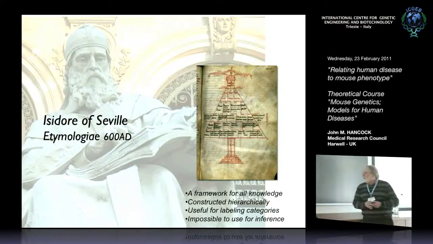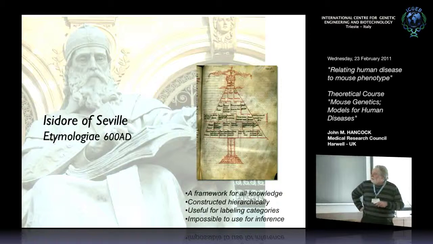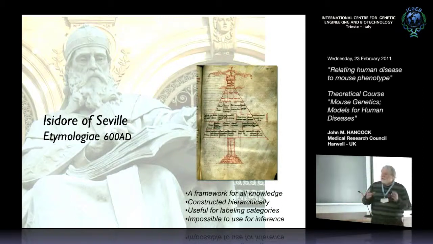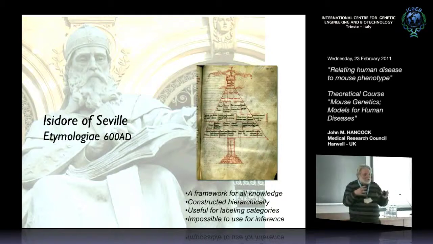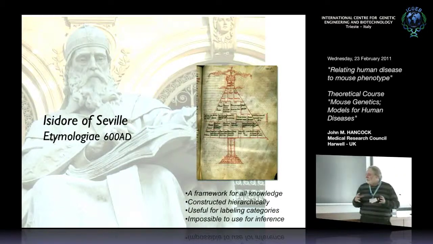So the first known ontology, and again I owe this to Paul Schofield, was put together by Isidore of Seville in 600 AD, so that's 1400 years ago. His idea was that he would try to encapsulate all knowledge, which in those days they thought was possible, into a structure. So a framework for all knowledge, which is constructed hierarchically, and that's still what we basically do.